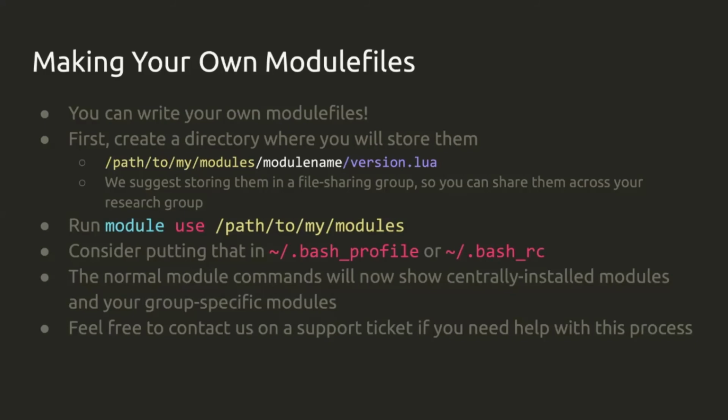From there and underneath that directory, you'll have some version name, and it will be a Lua script. We'll show you an example here coming up. And you can have multiple different versions under that directory. You can have multiple different module names, those different module name directories. And that essentially is the same process we use for centrally installed modules. From there, though, you'll need to tell the module system where to find those extra modules. You can do that by running module use and then the path to your module files. And that's a great thing to consider putting in your bash profile or bash RC.